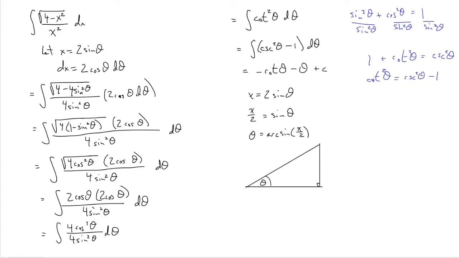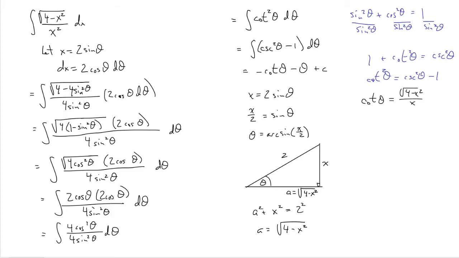For that, we draw a right triangle. We know that the sine of theta is x over 2, so opposite over hypotenuse is x over 2. So we can label this side x and this side 2. And then this side is the unknown side that we can call a. And by the Pythagorean theorem, a squared plus x squared is equal to 2 squared. And after you do a little bit of algebra, you get that a is equal to the square root of 4 minus x squared.